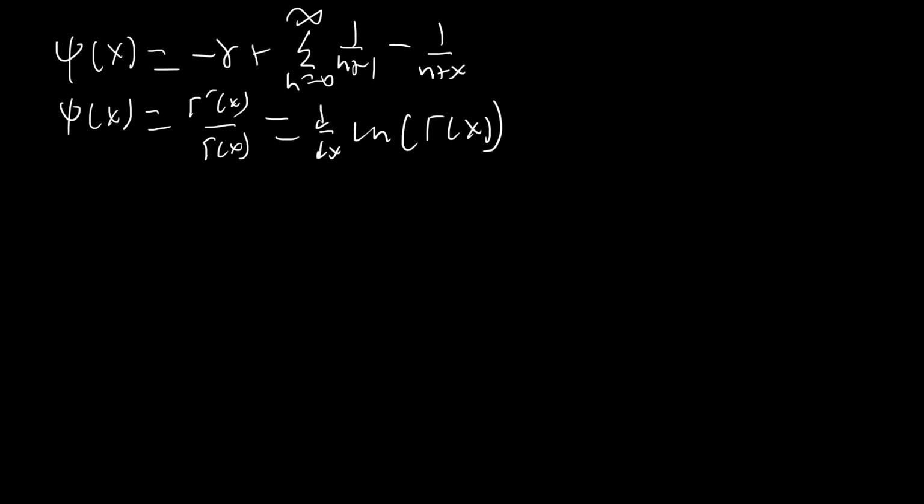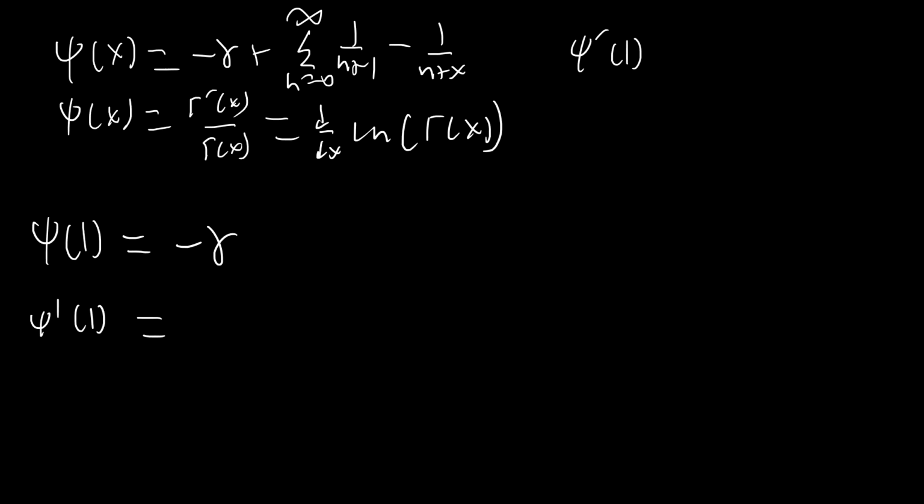So let's go ahead and write a Taylor series for digamma of x. So digamma of 1, again, we're going to have to work around 1 because at 0 we have asymptotes and that doesn't really help us. Digamma of 1 is clearly just negative gamma. Digamma prime of 1 is just going to be the derivative. So if I just go ahead and find this, this is just going to be the sum from n equals 0 to infinity of 1 over n plus 1 squared, which is just pi squared over 6.